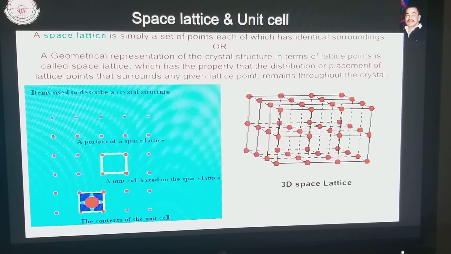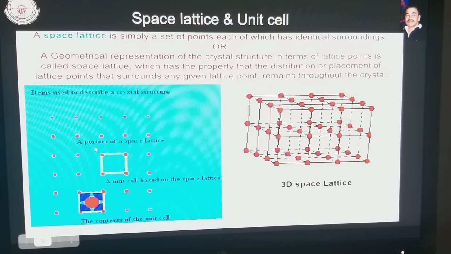A space lattice is simply a set of points, each of which has identical surroundings. Or we can say that a geometric representation of the crystal structure in terms of lattice points is called space lattice, which has the property that the distribution or placement of lattice points that surrounds any given lattice point remains the same throughout the crystal.